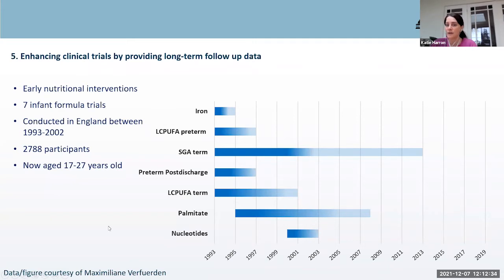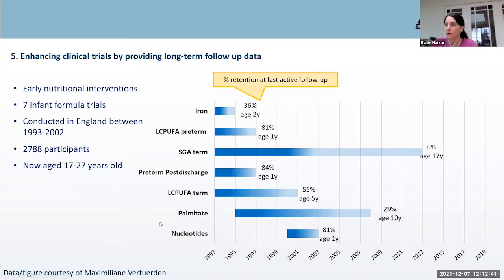This plot shows the percentage of participants who responded at the latest follow-up in each of these 7 trials. So for example, in this trial, which looked at small gestational age babies, only 6% of the original trial participants were contactable by age 17. And you can understand why this might be so low. Children move around a lot. They were involved in these trials as babies, and now trying to follow them up at age 17 would be quite difficult. But understanding these long-term outcomes is really important.